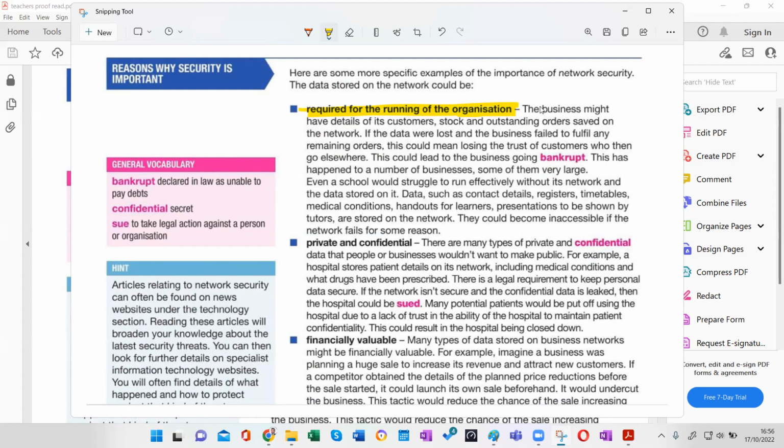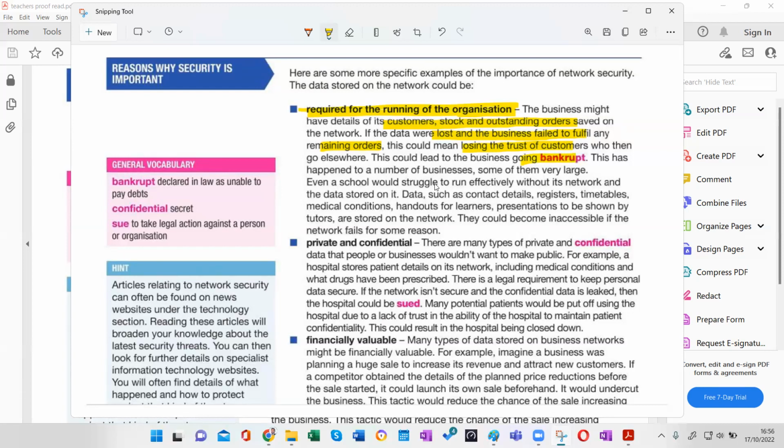The business might have details of its customers, stock, and outstanding orders. If the data were lost, highlight this, the business would fail to fulfill any remaining orders. This could mean losing the trust of customers, who then go elsewhere. For a business, losing trust is one of the biggest mistakes. This could lead to the business going bankrupt. This has happened to a number of businesses, some of them very large.